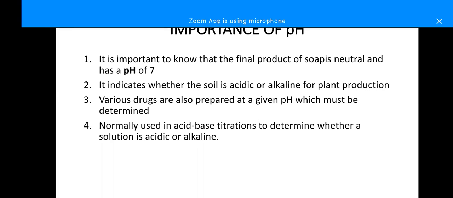Number three, various drugs are produced or prepared at a given pH, which must be determined. So with drugs too, for them to know the accurate amount of substance to use, they need the pH of a solution to be able to rightly predict how to mix these substances and chemicals together. So when they are mixing and they want to neutralize solutions, they use a pH to say, oh, maybe this has a pH of 6. It would neutralize the base of, let's say, 9 or 8, because they are all weak in nature.